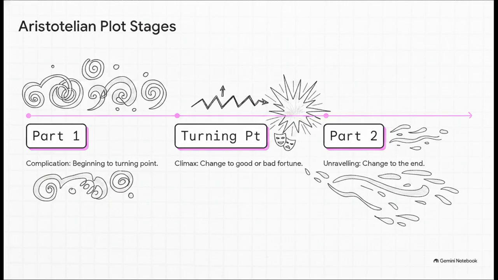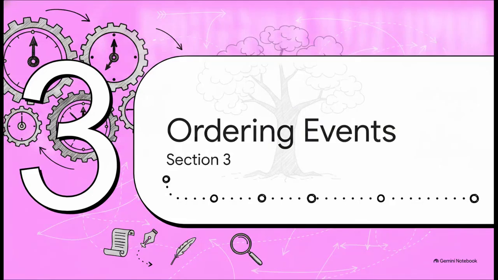Then the unraveling, or denouement, is everything that happens from the beginning of that big change right up until the end. Viewing it this way helps authors focus entirely on incidents that either strictly complicate or strictly unravel the central action. Section 3. How authors order events.